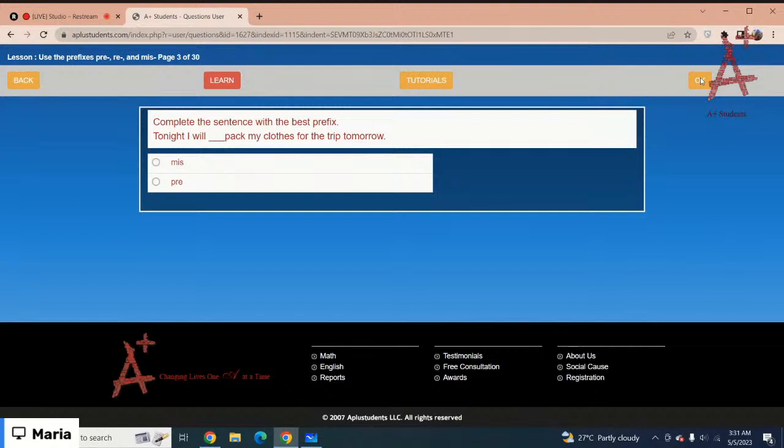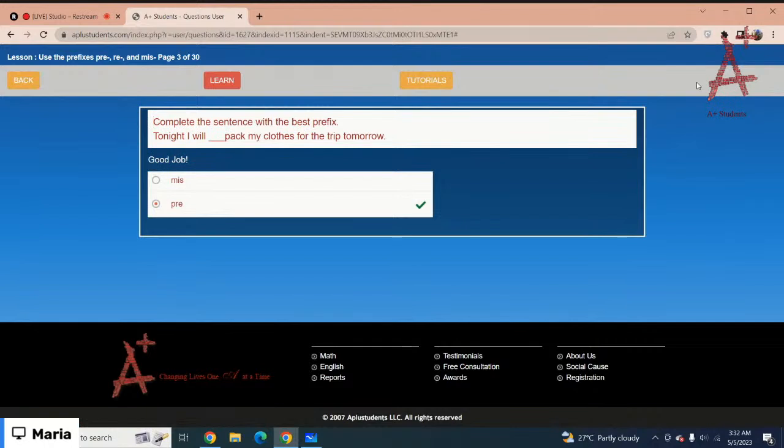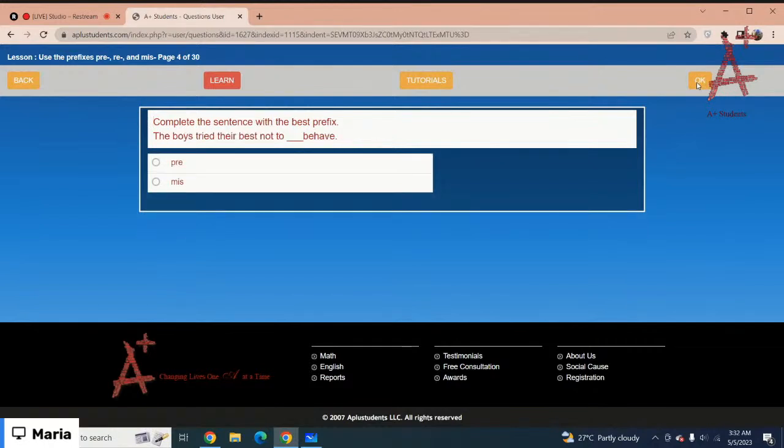Tonight I will dash pack my clothes for the trip tomorrow. Miss or pre-pack, which is the correct option? It would be, sorry, pre-pack, not re. Tonight I will pre-pack. Pre-pack means pack before. Got it? Pre, not re. Re is not here the option.